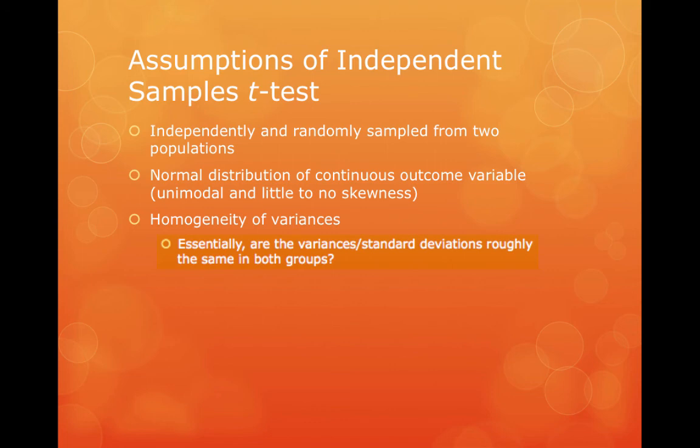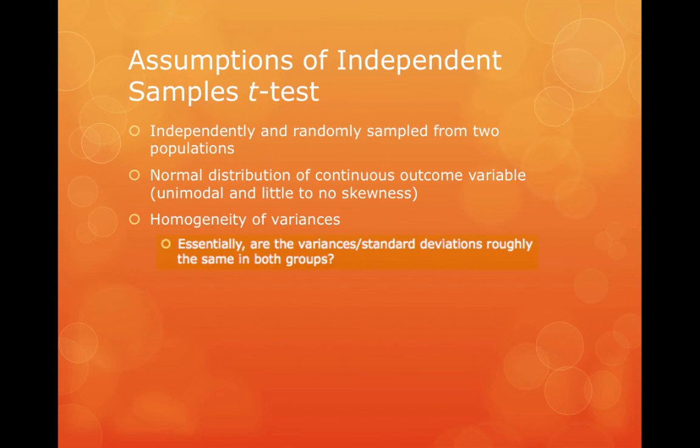That's one assumption. The other assumption is that we assume normal distribution on our dependent variable, that it's unimodal and there's little to no skewness. Right? We want to see a normal distribution, which allows us to really utilize our normal distribution curve to test our probabilities and test our hypotheses. And the last assumption for independent samples t-tests is the idea of homogeneity of variances. And essentially this is saying that the variances, the standard deviations, between the two groups are roughly the same.